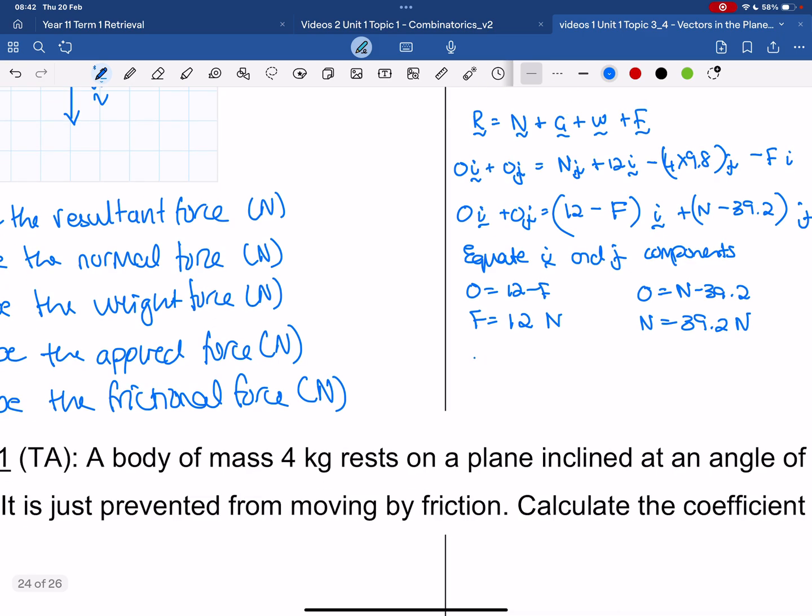And we know that F is mu n, okay? And you need to know that formula. So our frictional force is mu times our normal force. I've worked out my frictional force. That's 12 is mu times 39.2. So mu is 0.306. No units of measure, and 3 or 4 decimal places is fine.